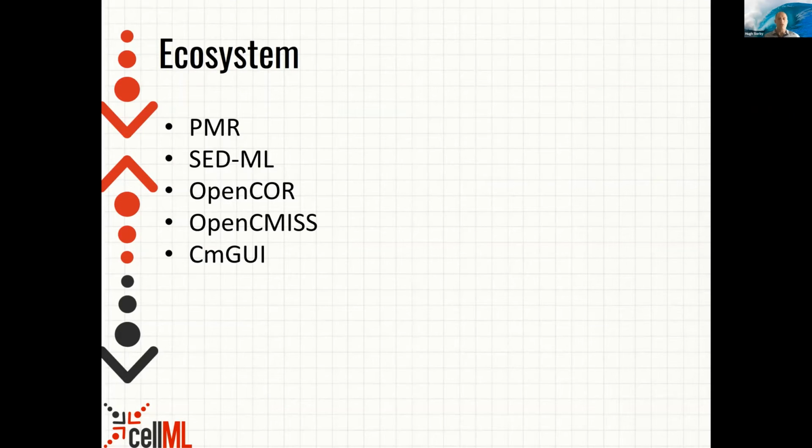OpenCOR is an open source cross-platform modeling environment for the desktop. For our purposes here, it allows our models to be reusable, but it does do much more. OpenCMISS is an open source cross-platform modeling environment for HPC environments. This gives us access to high performance computing that allows for multi-scale simulations where we can run whole organ model simulations right down to the cellular level. And CMGUI is a visualization application for viewing the results from OpenCMISS.